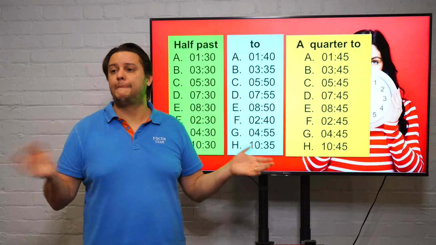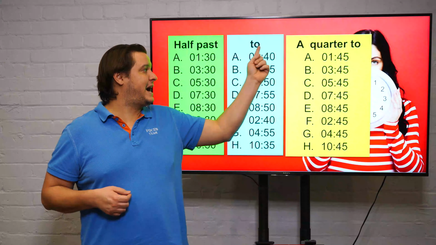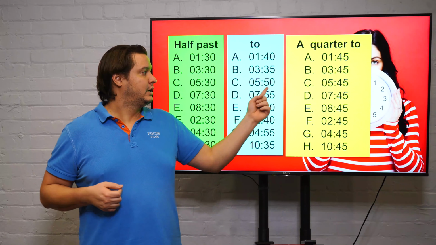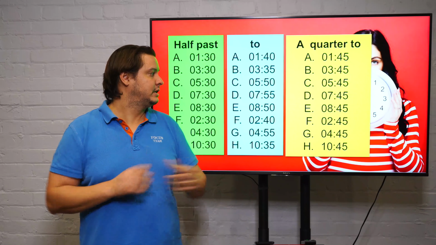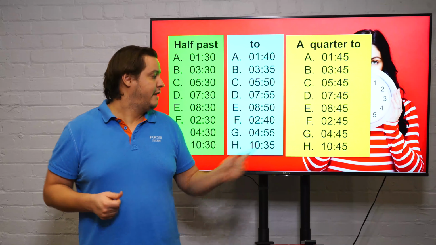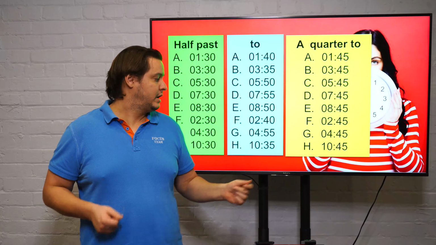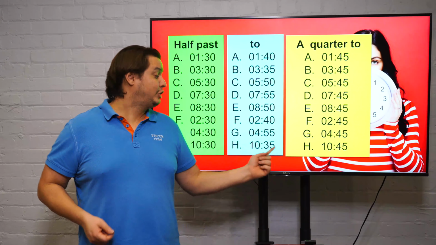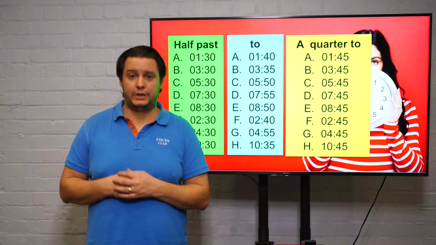20 to 2. 25 to 4. 10 to 6. 5 to 8. 10 to 9. 20 to 3. 5 to 5. 25 to 11.